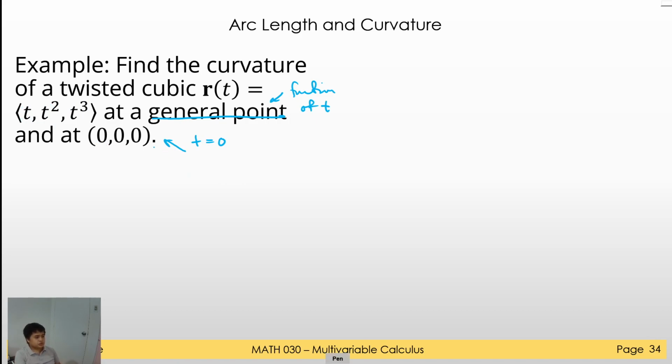To find this curvature, the formula we have is: your curvature kappa as a function of t is equal to the length of r prime of t cross r double prime of t, all over the length of r prime of t, cubed.